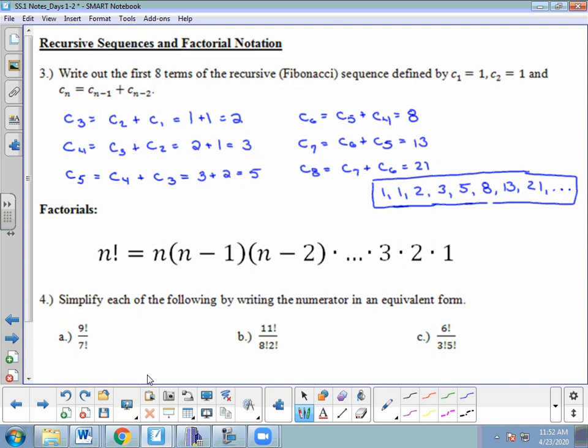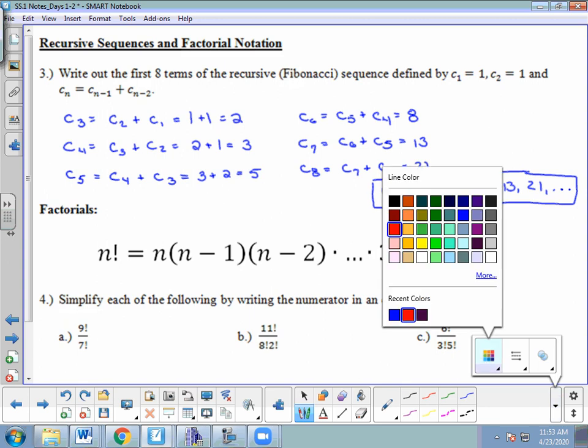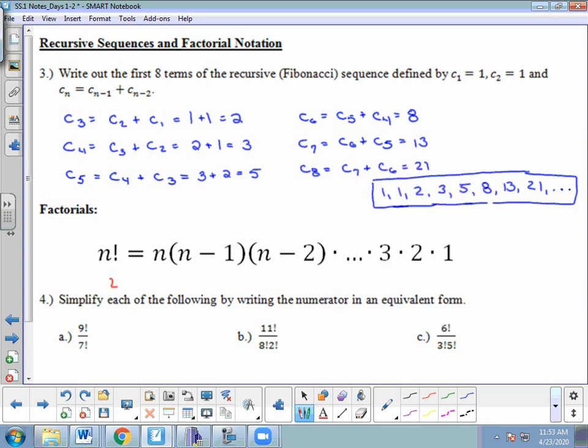N factorial basically means to multiply every integer starting with n and going down to 1. So that's what this expression means right here: n times n minus 1 times n minus 2 all the way down to n times 3 times n times 2 times n times 1. So for example, if I had 6 factorial, 6 factorial would be 6 times 5 times 4 times 3 times 2 times 1.